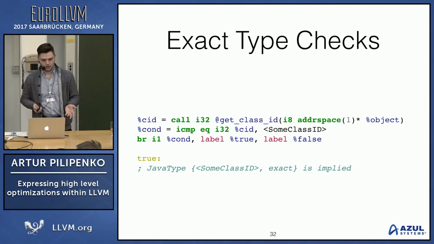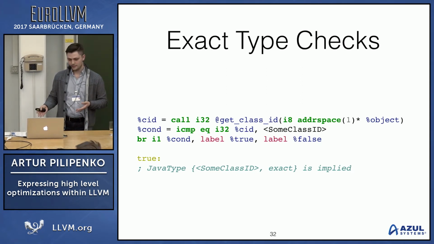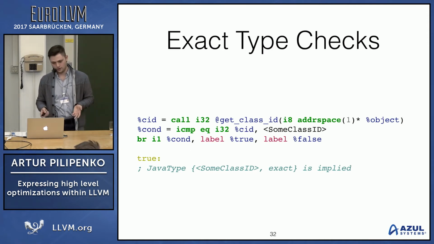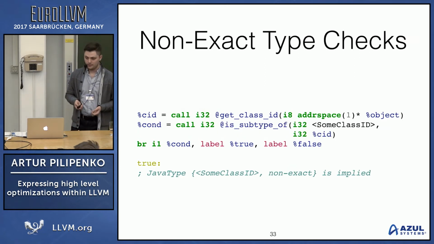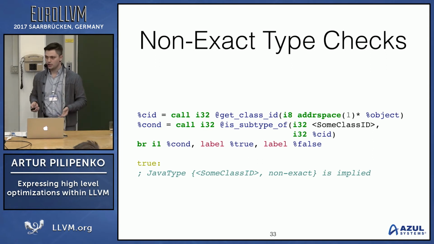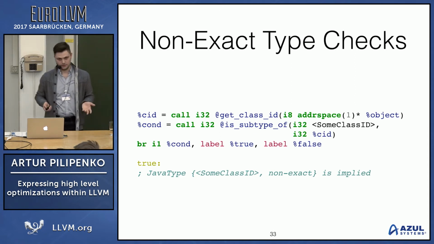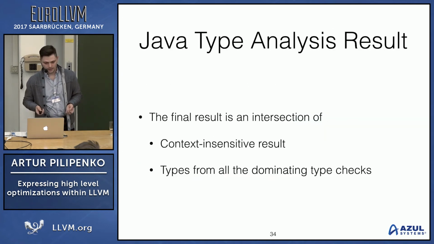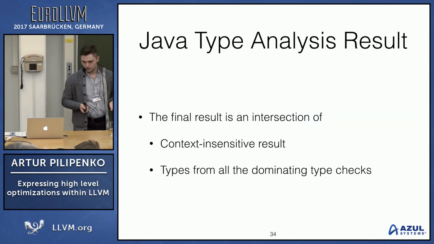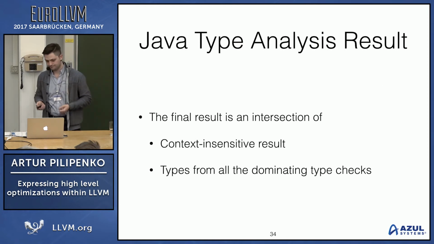This is an example of how a type check can look. If we have get class ID and compare the result of get class ID with some constant, we know that in the context where this condition holds, we know the exact Java type. We can also have a non-exact type check where we have a type-of check on the result of get class ID. And in the context where this condition holds, we know a non-exact Java type. So to get the final result, it will do the intersection of the context-insensitive result and all the types from dominating conditions. And there can be more than one.